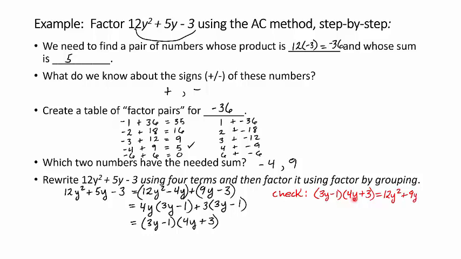Inner, negative 1 times 4y is minus 4y, and negative 1 times 3 is minus 3. And then I'm just going to clean up the middle terms. So I have 12y squared, 9y minus 4y is 5y, minus 3. Okay, is that what we started with? Indeed. Okay, so let's do another example here.